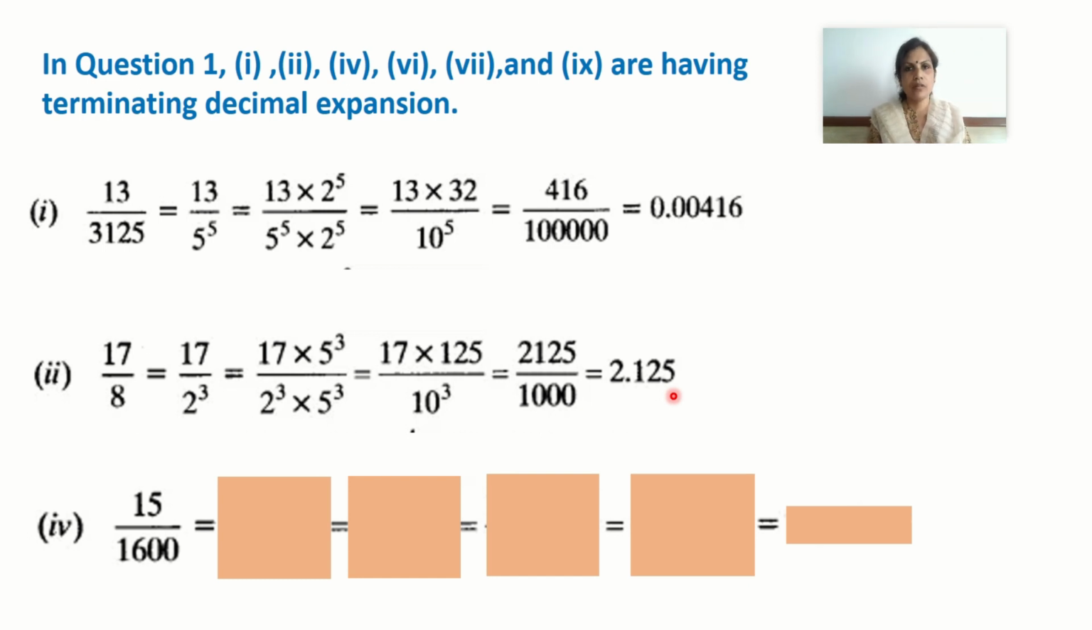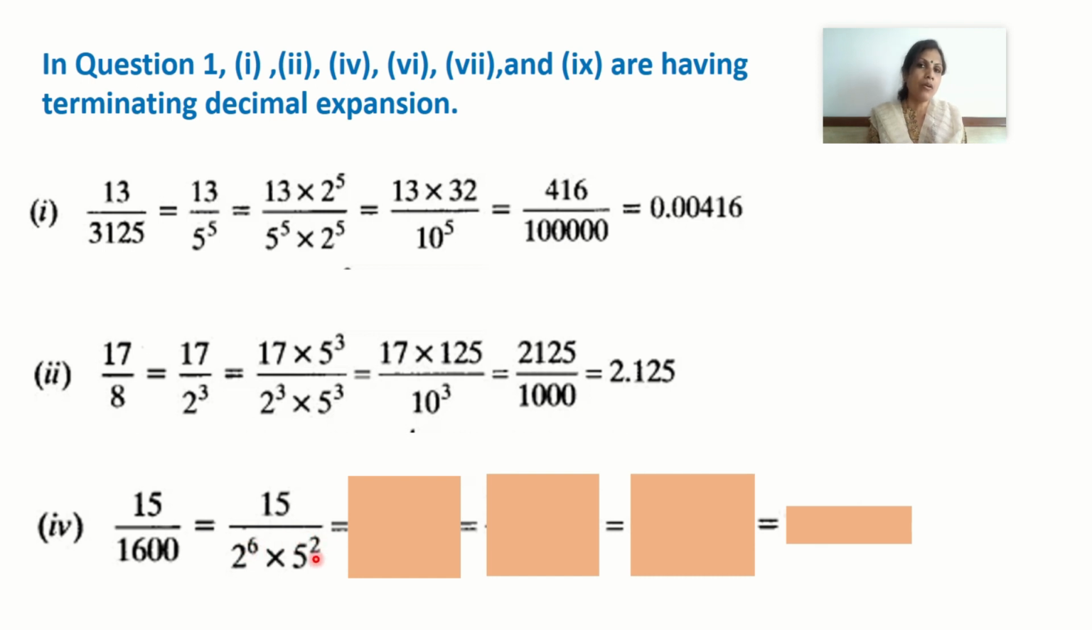Now let's move to the next sum. This is the fourth question from question number 1, which has the terminating decimal expansion 15 upon 1600. So this 1600 we can write as 2 raised to 6 into 5 raised to 2. That means 64 into 25 is 1600, which we have written. Alright. But if you look at the denominator, I want 10 at the denominator, so 2 into 5 will be 10, but powers of 2 and 5 are not the same.